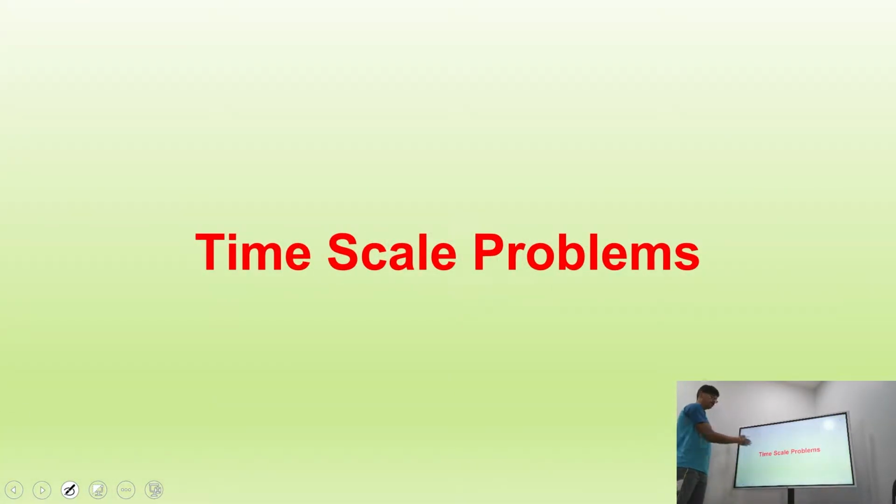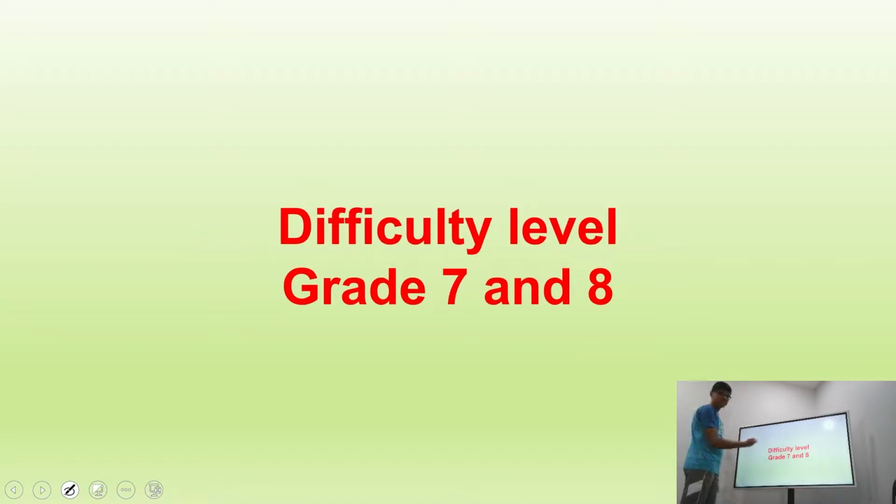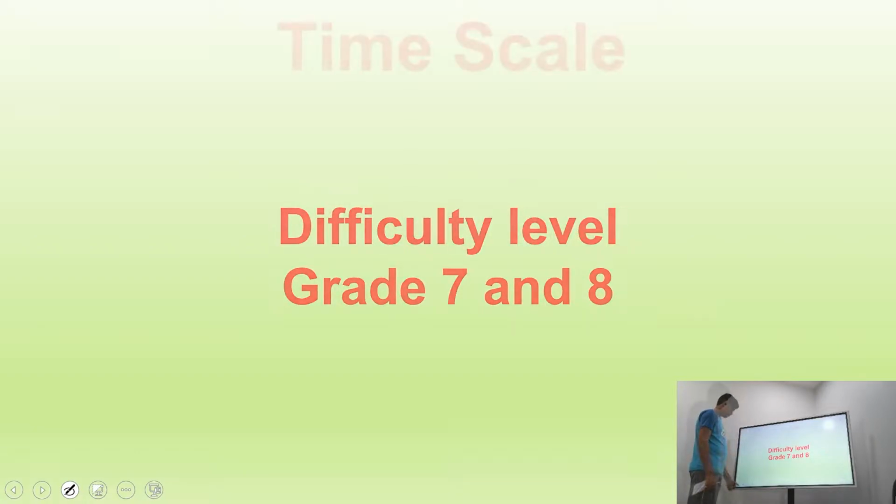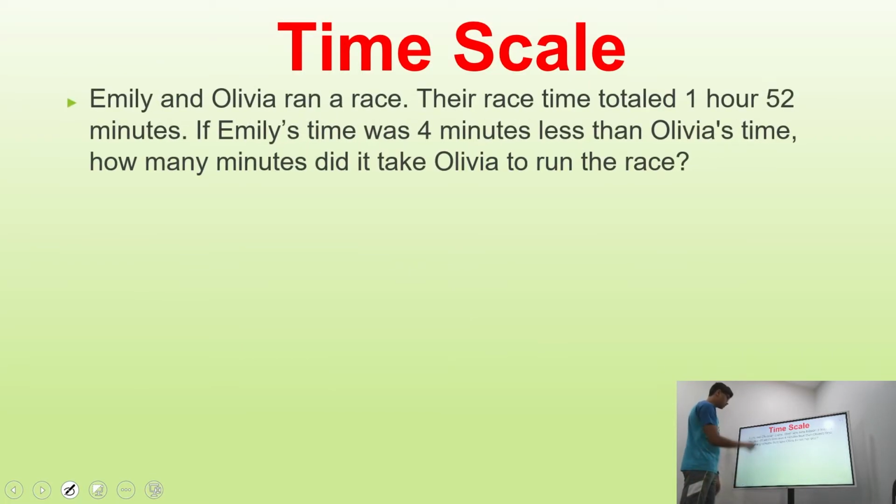Today we're going to be going over some time scale problems, and these will help in some daily life problems, or maybe you'll find these on your tests. The difficulty level for these problems is for grade 7 and grade 8. So let's get started with solving this problem. Time scale problems, and here's our problem.